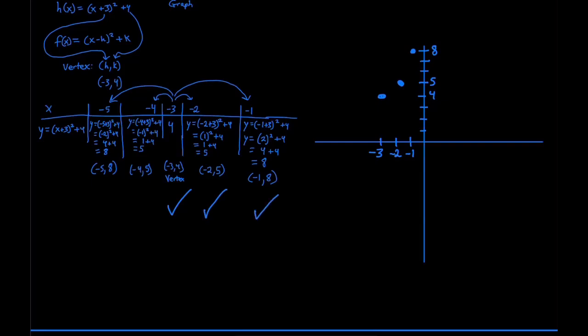That takes care of the 2 on the right. Here's the first one on the left, -4, 5. And this is the second one on the left. We have the -5, 8. So this is how you can sketch a quadratic function.